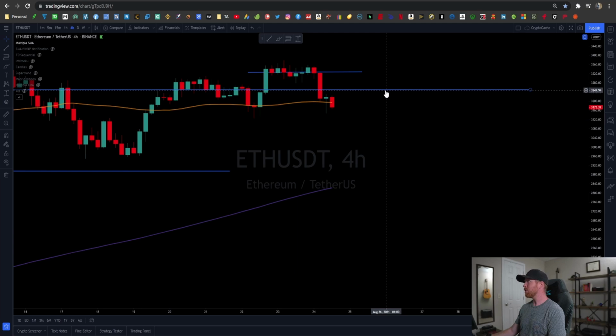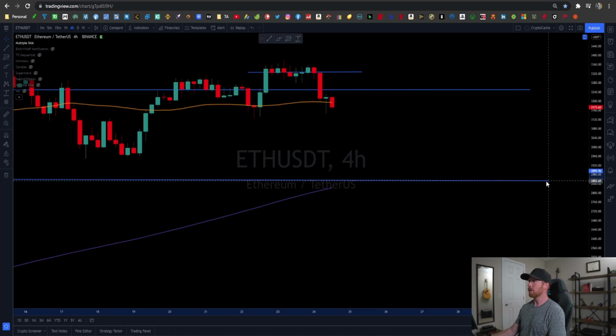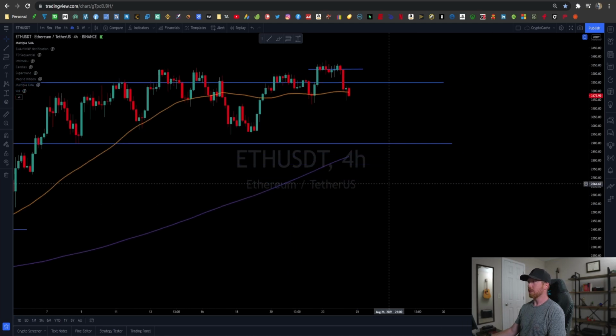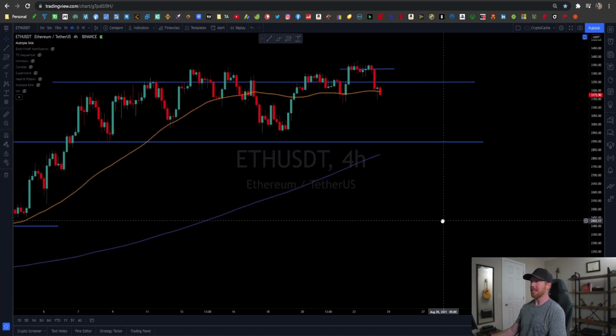We do also have a major resistance at about 3250 and a support at 2900. 2900 is a very strong support. Go ahead and extend that out a little bit further. It has worked as a strong resistance previously, but it is now considered a support.